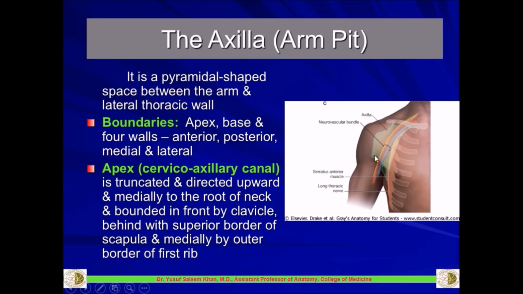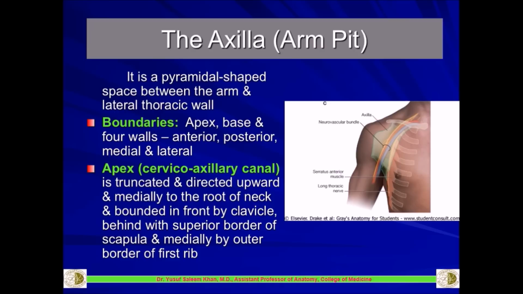If you can see here in this green area which has been shown here, this is called the axilla. This is the space between the arm and the lateral thoracic wall. This space gives passage for very important structures from the neck into the arm. This is the axilla here. So what are the boundaries of this axilla?